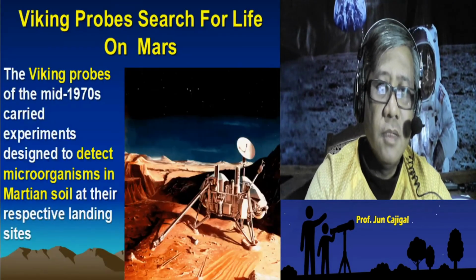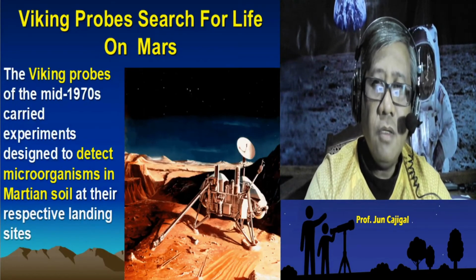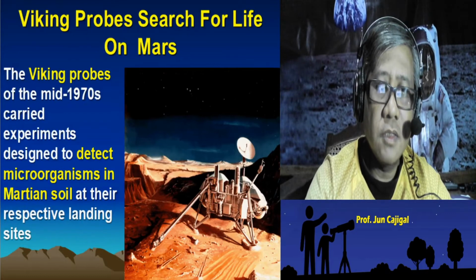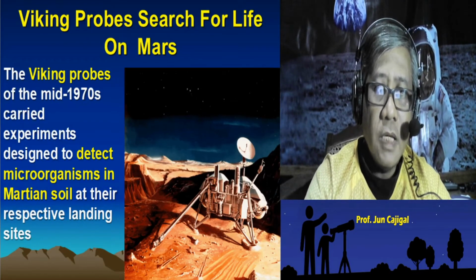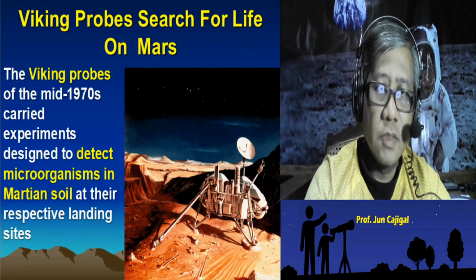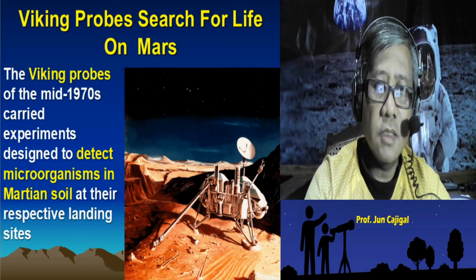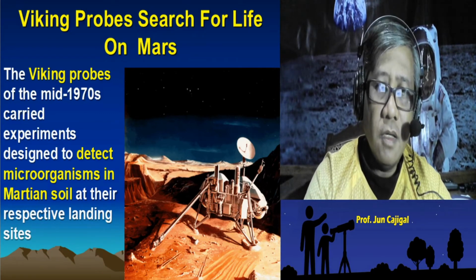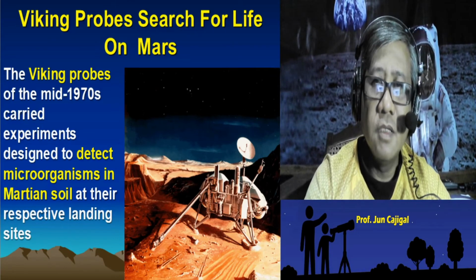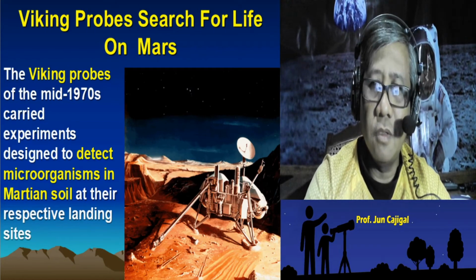Alright, so we know from history that the United States intensified their exploration of Mars. First, they launched the Viking probes in the mid-1970s. And the Viking probes carried experiments to detect the presence of microorganisms in the Martian soil.